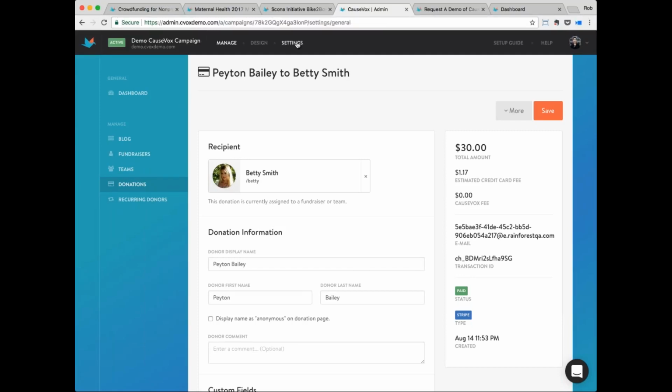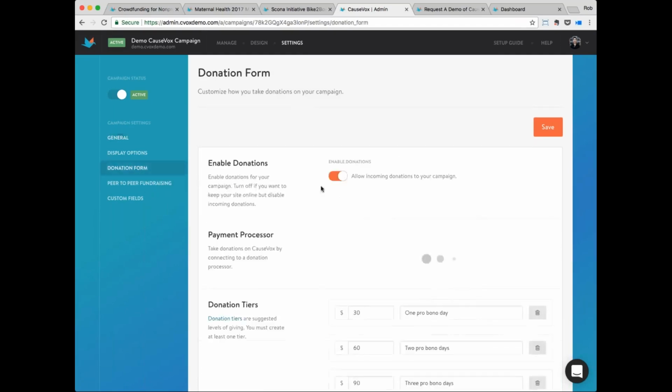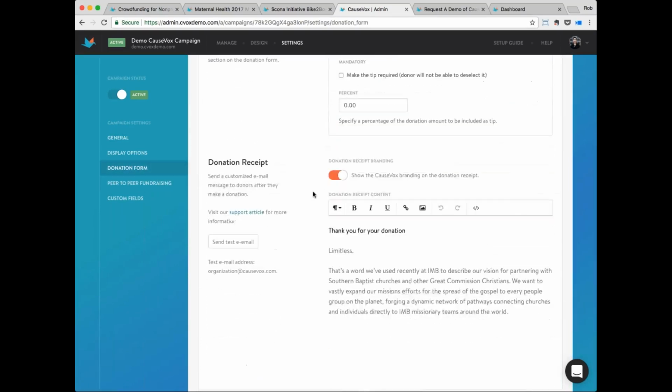On our platform as well, we focus on automating the back office. So for example, one of the things that we have at CauseVox is the ability for you to send automated donation receipts so that you can focus more time on fundraising instead of having to send individual donation receipts that are customized to each individual donor.